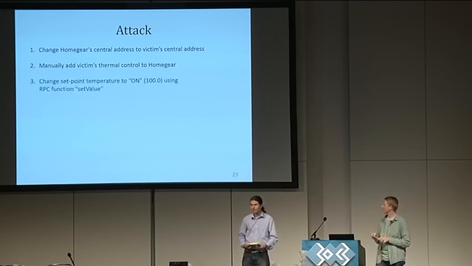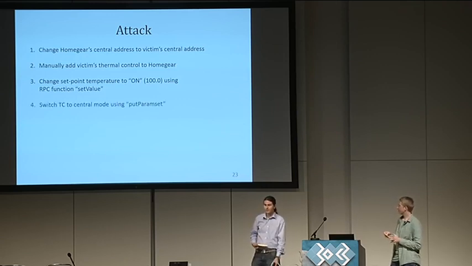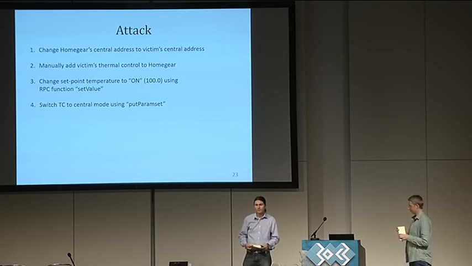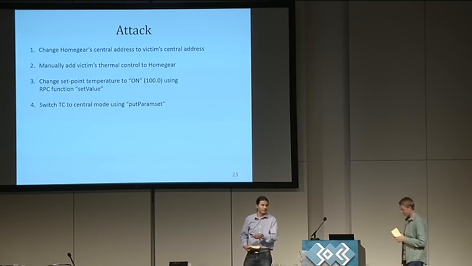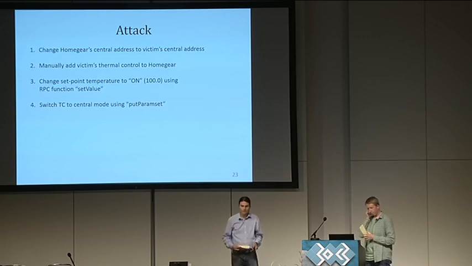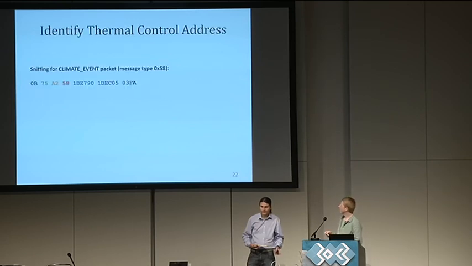The third step is to change the set point temperature. And the fourth step is to switch the thermal control mode into central mode, because if the thermal control device is in a non-central mode, it would not use the temperature set by us for the actual valve drive device. The easiest way to do both steps is using the RPC functions setValue and putParamset. Slide before. Sorry.